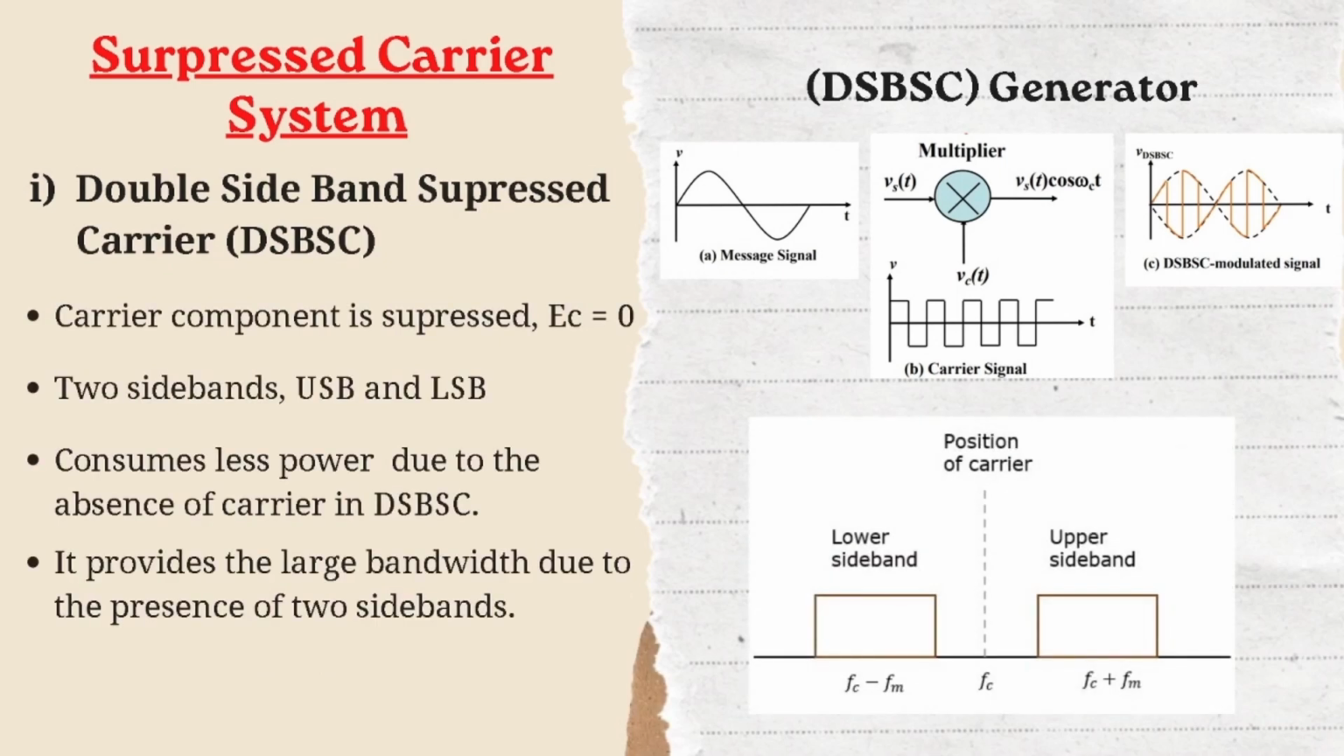Inside the suppressed carrier system, we have DSBSC, double sideband suppressed carrier. Usually, the carrier component is suppressed, which means that Ec is equal to 0. It has two sidebands, the upper sideband USB and the lower sideband LSB. It consumes less power due to the absence of carrier in DSBSC. It also requires large bandwidth due to the presence of two sidebands. Again, on the right-hand side, we have the DSBSC generator and also its frequency spectrum.